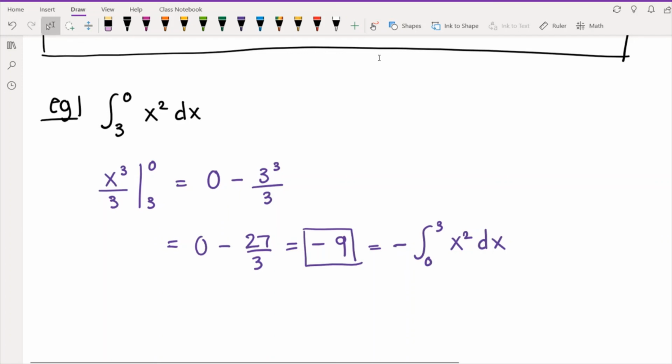So basically from here on out, if you have a situation like this where your bounds are in the quote unquote wrong order, you have 2 choices. You can either evaluate it as is, and that way you will get the right answer. If it feels better to you to just switch them, then all you have to do is flip the sign. So either way will work.